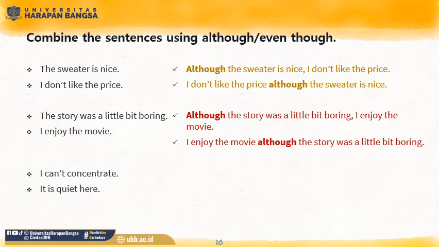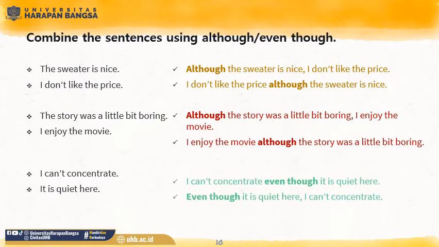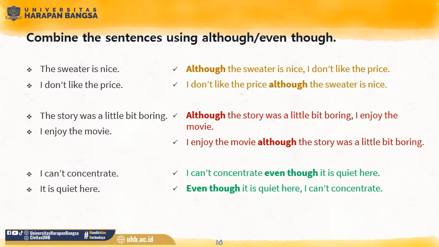Last one. I can't concentrate. It is quiet here. Saya tidak bisa berkonsentrasi. Di sini tenang. Jadi meskipun di sini tenang, saya tidak bisa berkonsentrasi. Atau kita juga bisa bilang, saya tidak bisa berkonsentrasi meskipun di sini tenang. So the sentence is, I can't concentrate even though it is quiet here. Or, even though it is quiet here, I can't concentrate. That's it for although and even though.